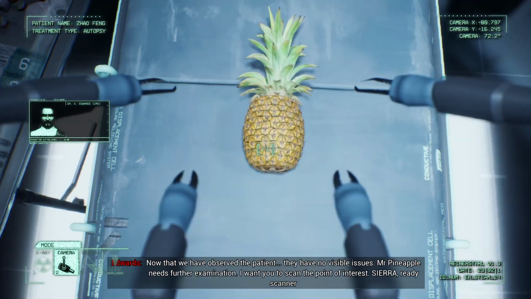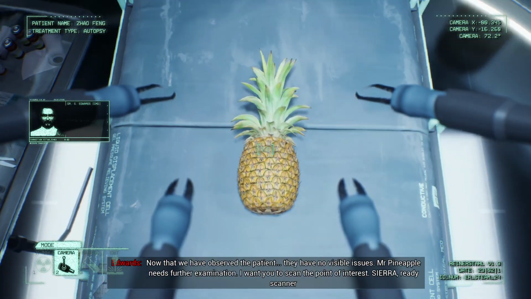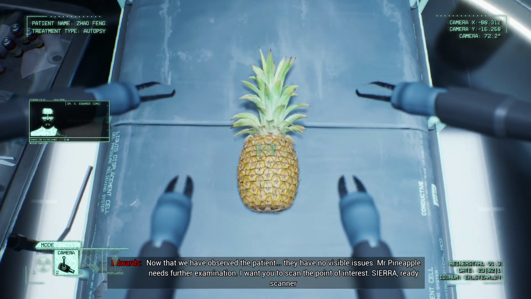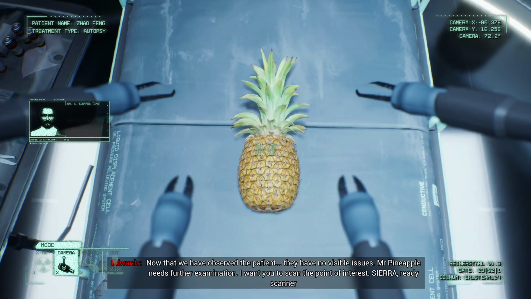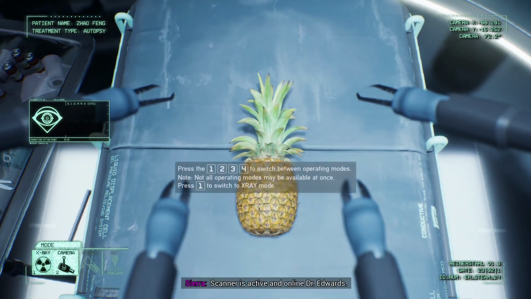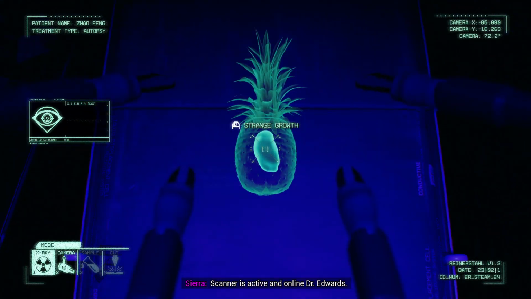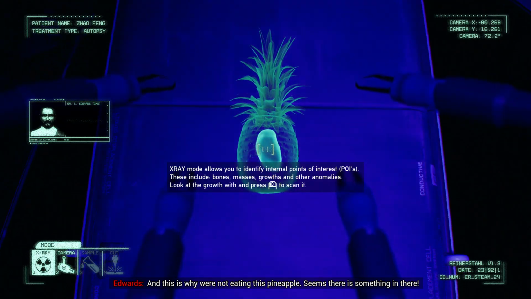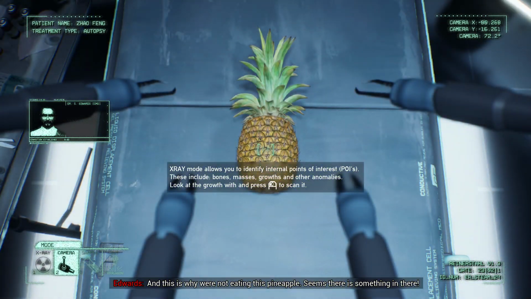Now that we have observed the patient, they have no visible issues. Mr. Pineapple needs further examination. I want you to scan the point of interest. Sierra, ready scanner. Scanner is active and online, Dr. Edwards. And this is why we're not eating this pineapple. There seems to be something in there.